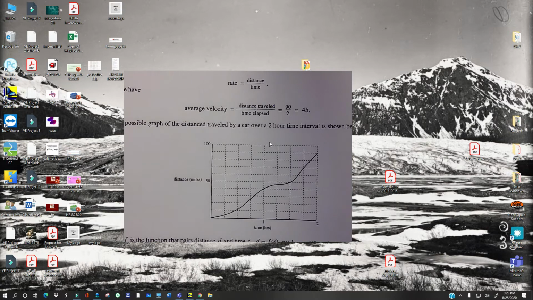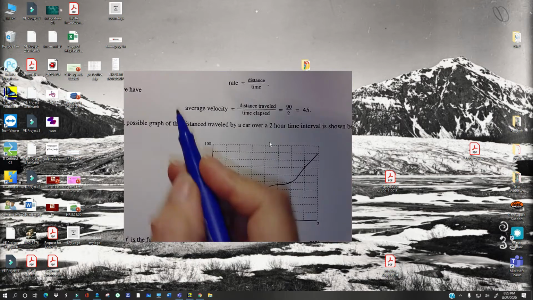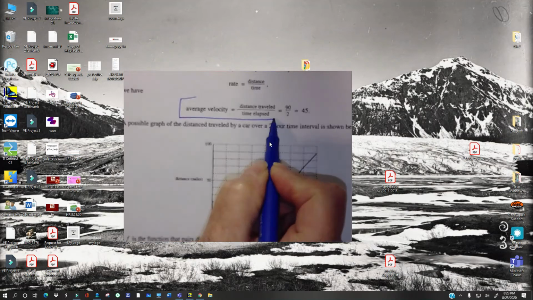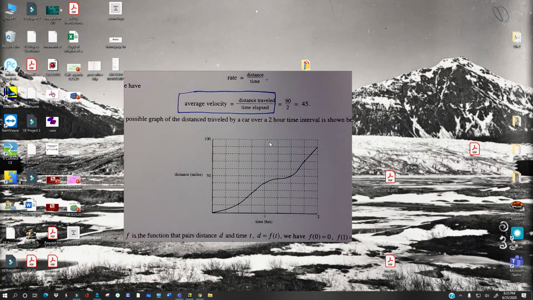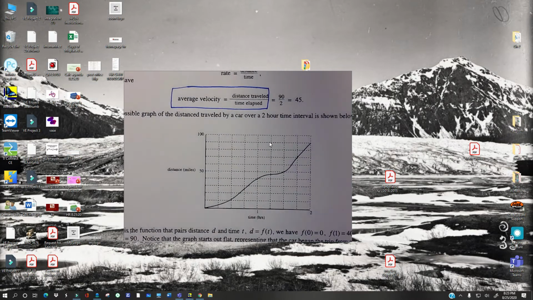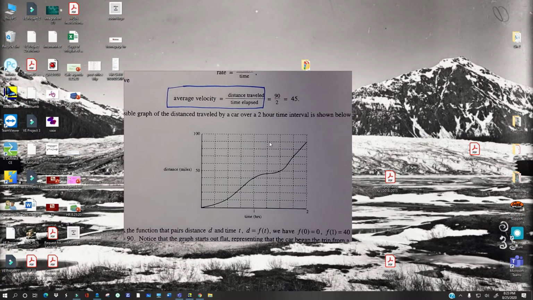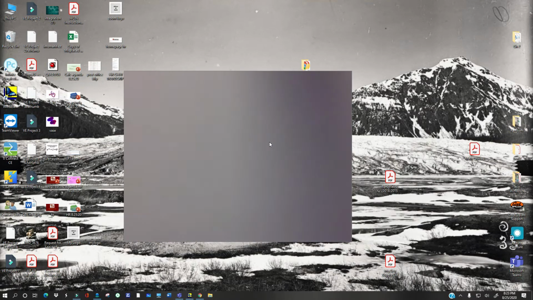But how we start off with it is with the idea of average velocity, okay? So, as I said earlier, average velocity is just distance traveled over the time that has elapsed. So this formula right here is your formula for average velocity. And it's nice and simple because when you're given a graph, you can find the average velocity over any interval that's given.